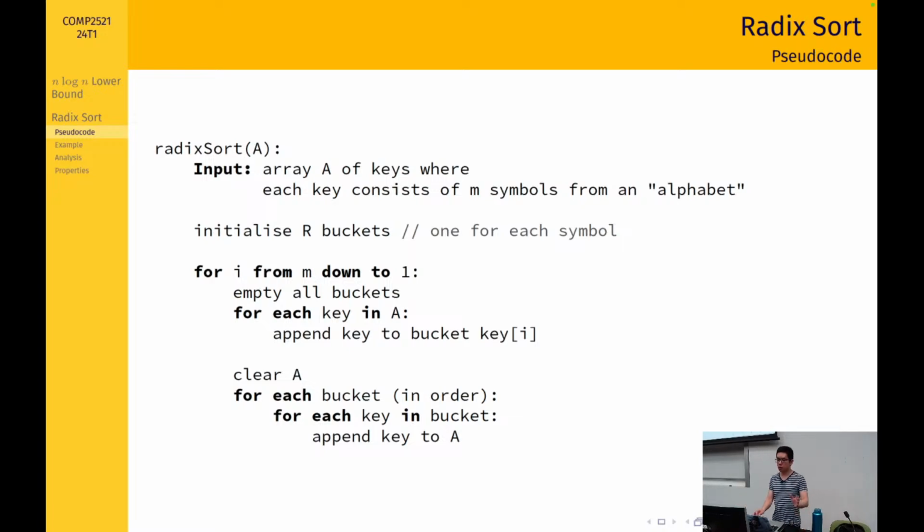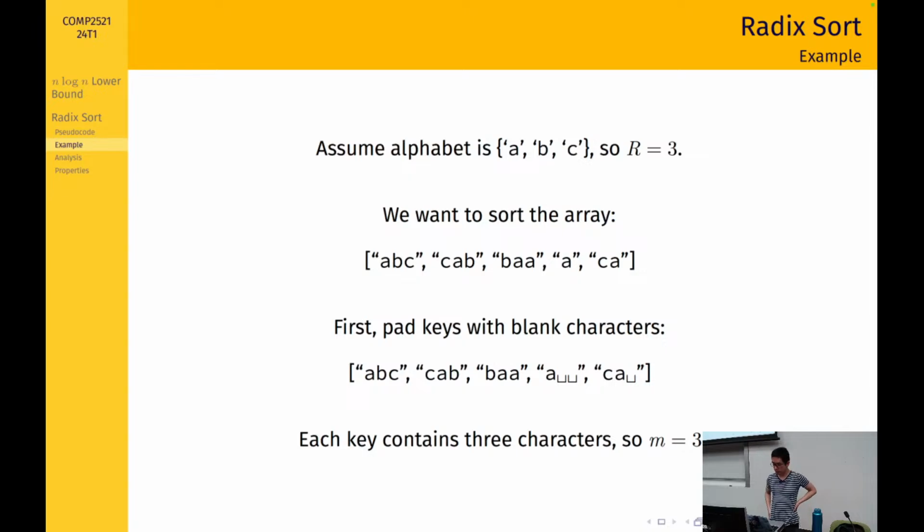Okay, so I'm going to go through an example now to clear up any confusions, hopefully. Assume our alphabet is A, B, C, so our radix is 3. This is because this is a pet example and I don't want to create 26 buckets. So let's suppose this is our alphabet, and we want to sort this array of strings, array of keys: ABC, CAB, BAA, A, and CA.